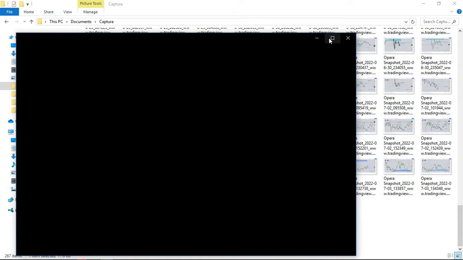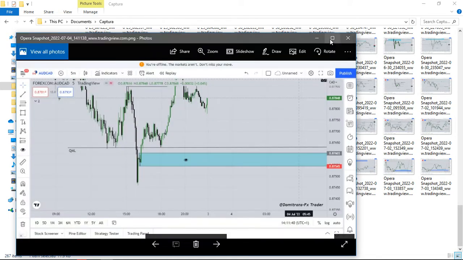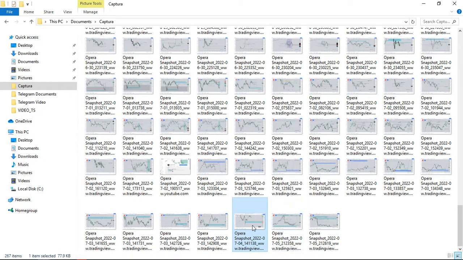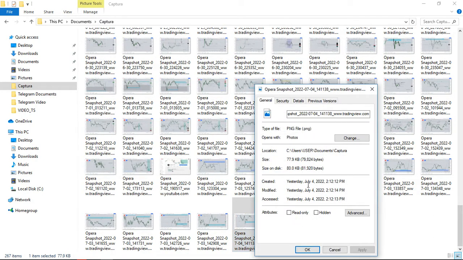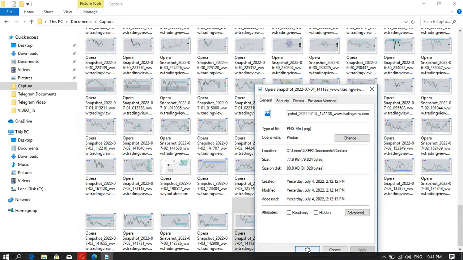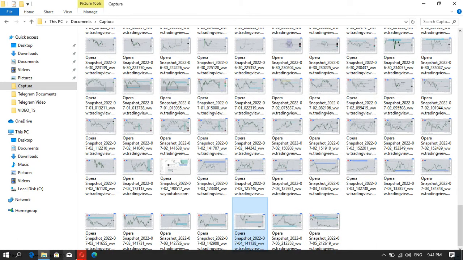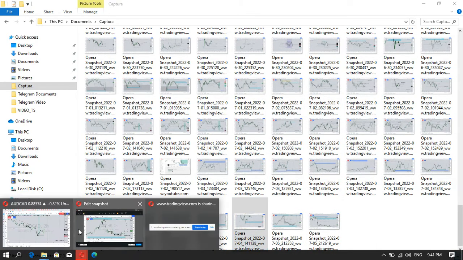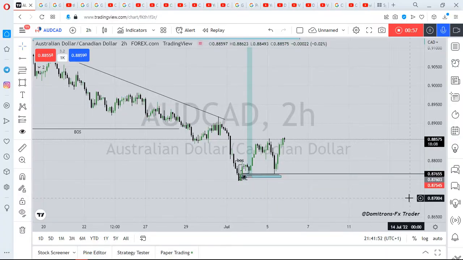So if we do check on that, this was my analysis on QML and this domain zone, this base. They were seen here. So yeah, if you check the dates, I did this. It was on the 4th of July, 2022. Yeah. So back to the TradingView.